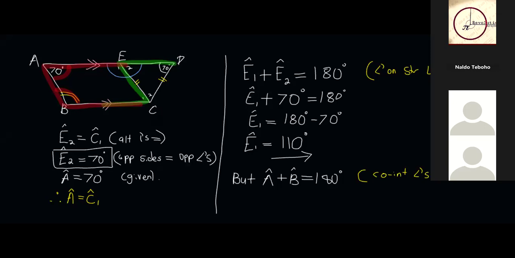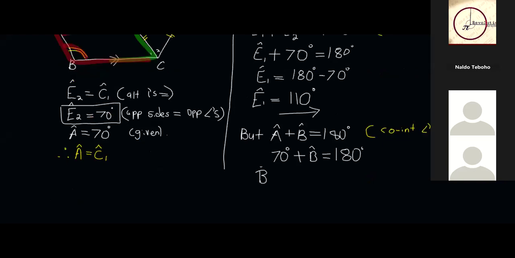And then what's going to happen? You go to the diagram. Our angle A, we know we are given 70 degrees. So you substitute 70 degrees plus angle B is equal to 180 degrees. Now you solve for B. How do we solve angle B? Angle B is equal to 180 degrees minus 70 degrees. So what is 180 minus 70?